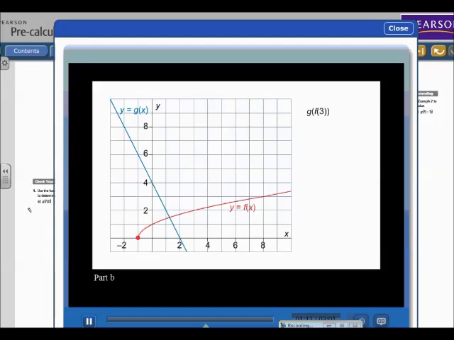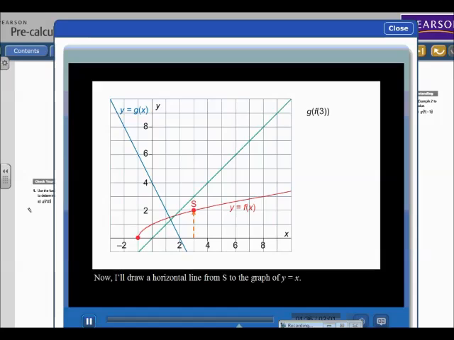Part B. Given the graphs of y equals f of x and y equals g of x, determine the value of g of f of 3. Just like in Part A, I'm going to start by drawing the line y equals x. Now, I'll draw the line x equals 3 from the x-axis up to the graph of y equals f of x. The line intersects the graph at S.